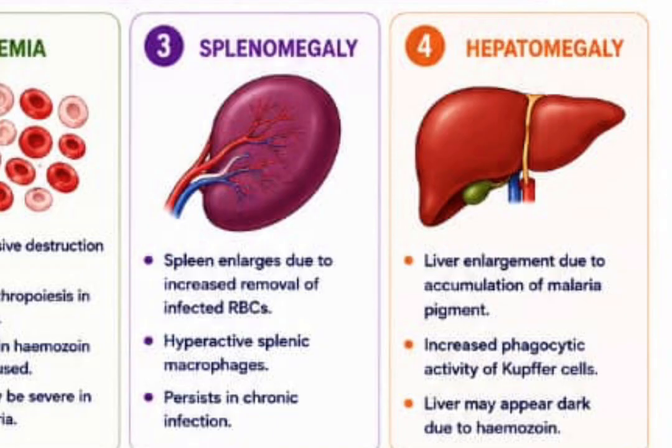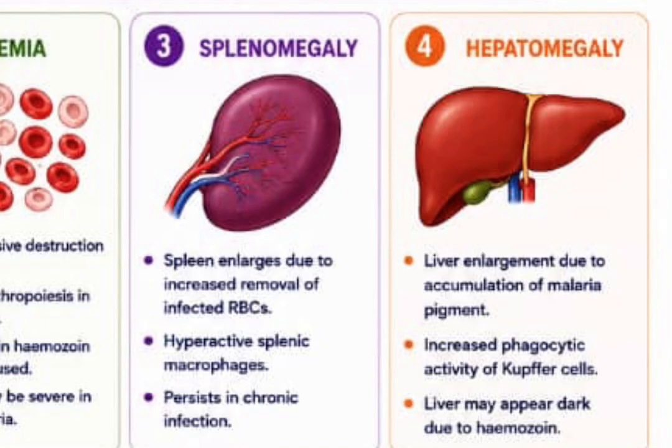Hepatomegaly. In hepatomegaly, what happens here? The liver will be enlarged due to accumulation of malaria pigment. There will be hepatic schizonts, which is also a malaria pigment. So the liver will try to detoxify it, but it will be hard to detoxify. Also, there will be an increase in phagocytic activity of Kupffer cells. The Kupffer cells, which are tissue macrophages, will be released in order to neutralize those malaria pigments. But in doing that, due to the increase in activity, it will make the liver big.